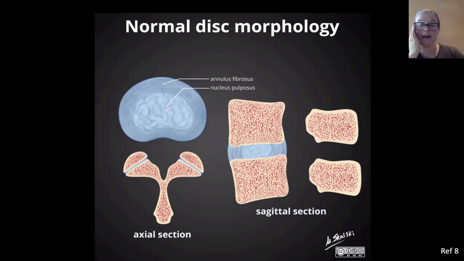So this is a schematic of our normal disc morphology. Normally in the intervertebral space, you have a disc. As we saw in our first sequence, the periphery of the disc is typically darker in a normal disc. That's the annulus fibrosus. Centrally, the nucleus pulposus is a bit brighter, again in a normal disc. You can have disc desiccation, which we'll discuss as well. So this is our normal disc and posterior elements, and this is really the cross-sectional image you'll see on your axial T2.